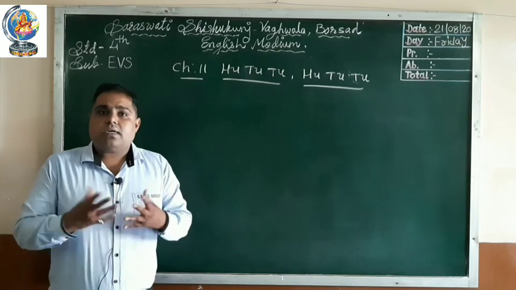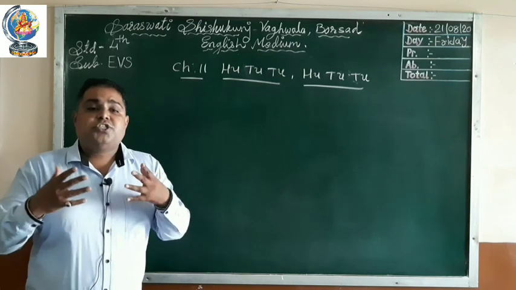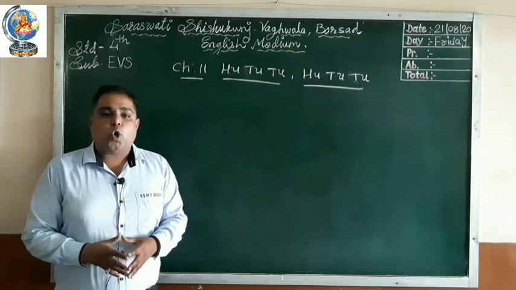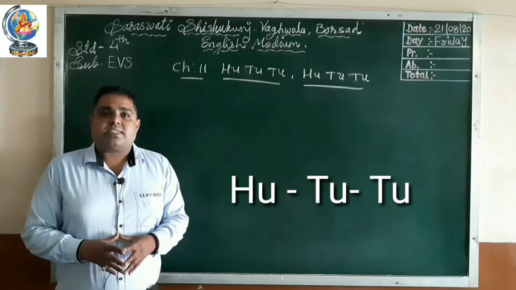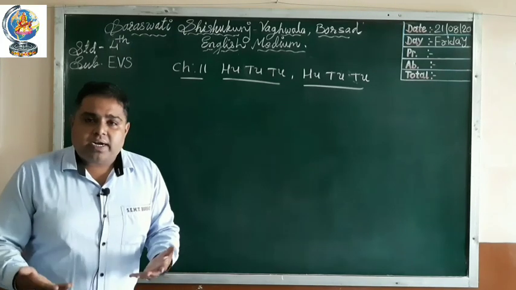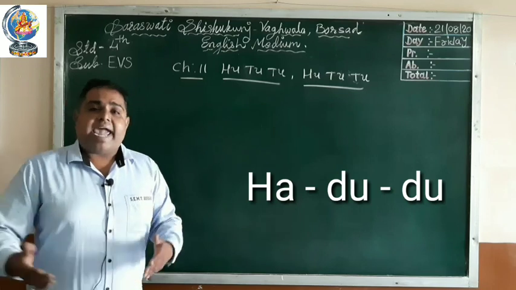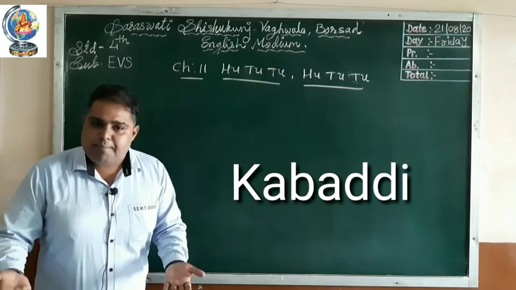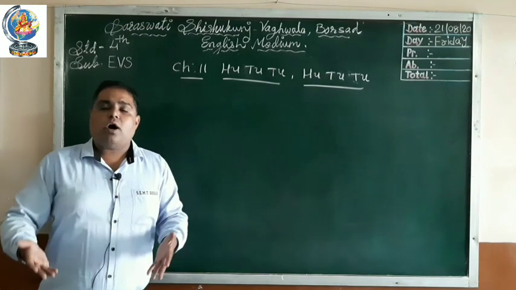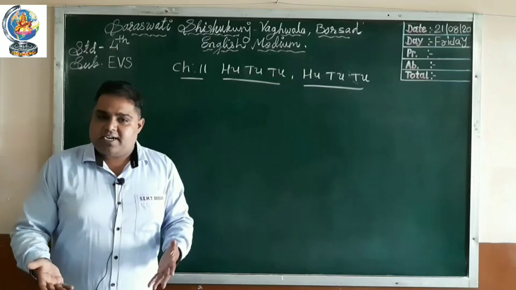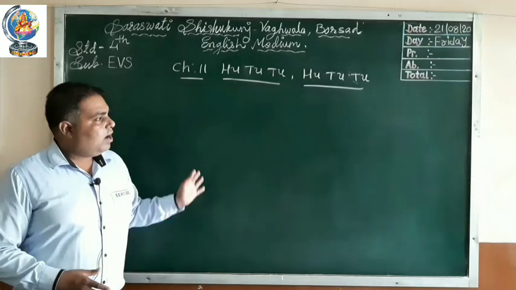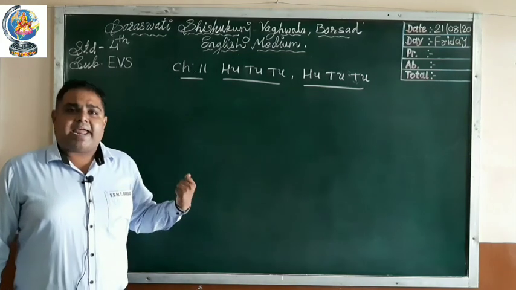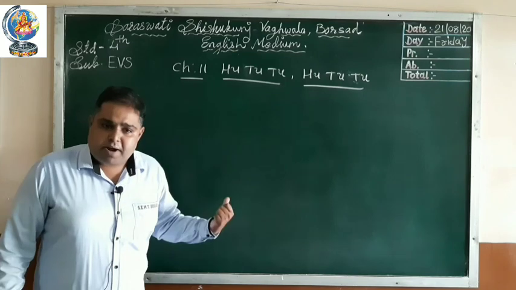In some states, kabaddi is known as chedu-gudu. What is it called? Chedu-gudu. In some states, it is called hututu. In some states, it is called hadudu. What is it called? Hadudu. And in other states, like ours, it is called kabaddi. So these are the different names of kabaddi in different states. So students, you have observed two pictures of girls or two teams who are playing a game of kabaddi.